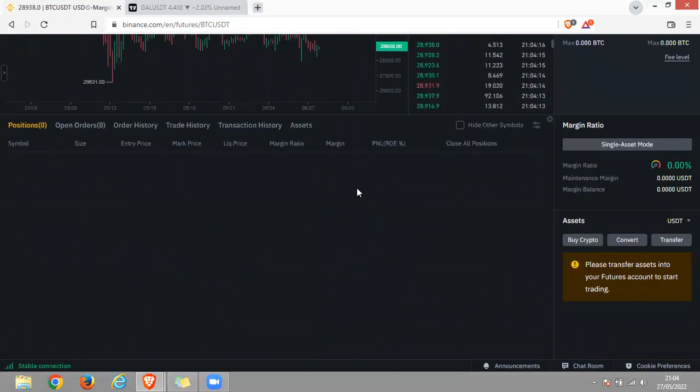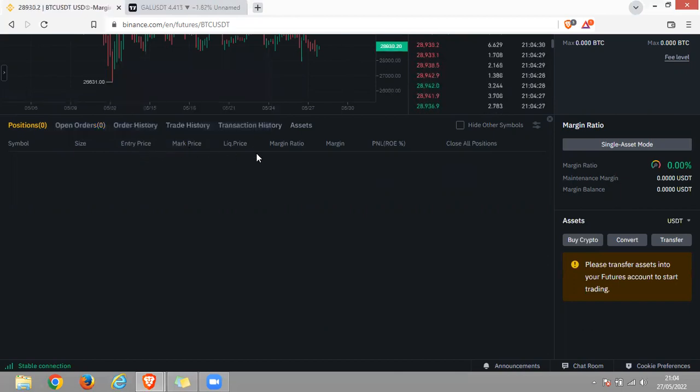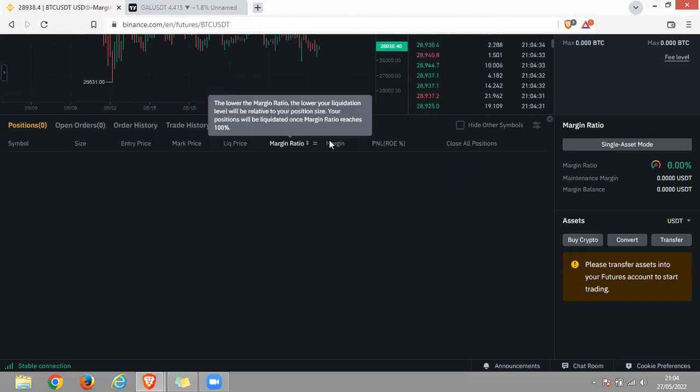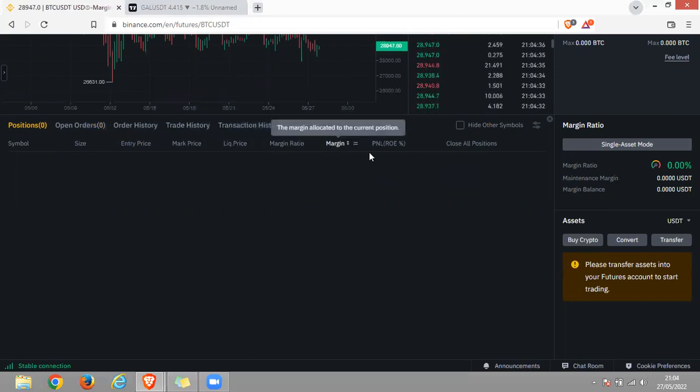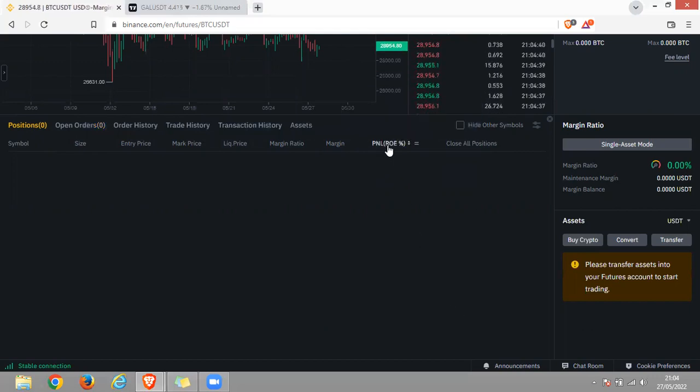Okay, this is where, if you are trading, longing or shorting, it's going to be displayed here. So we have the symbol, that's the coin you're trading, the size, where you entered, the mark price that was used to calculate where you entered, your possible liquidation price, your margin ratio, your margin as at the moment, then your profit and loss calculation. That's your return on equity, ROE. And this is to close the position.